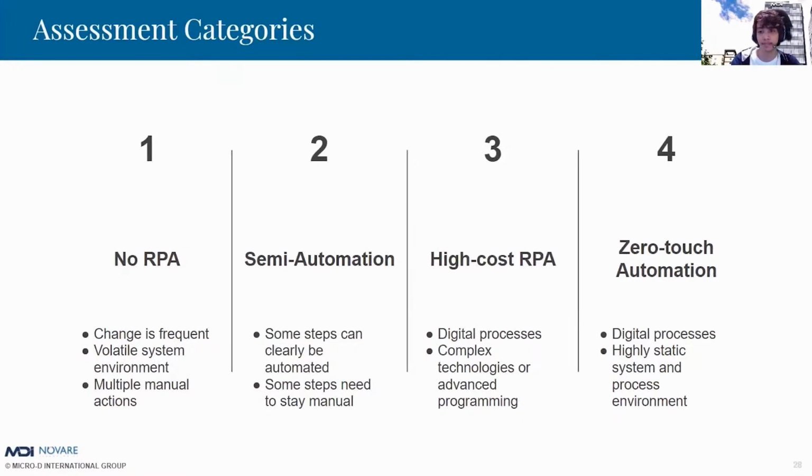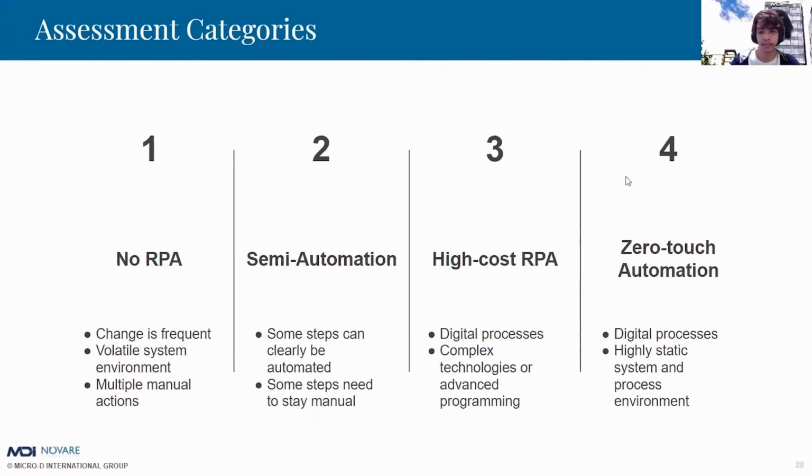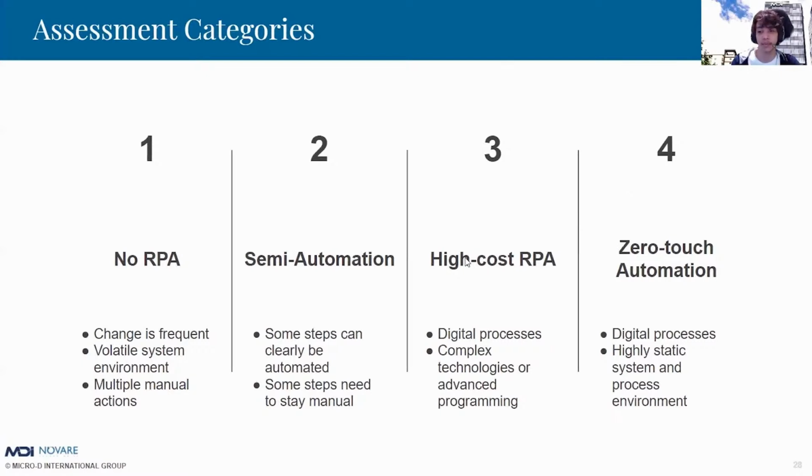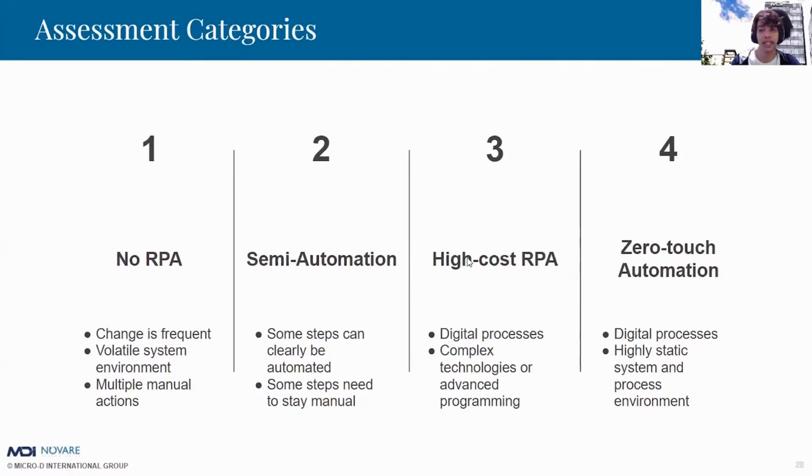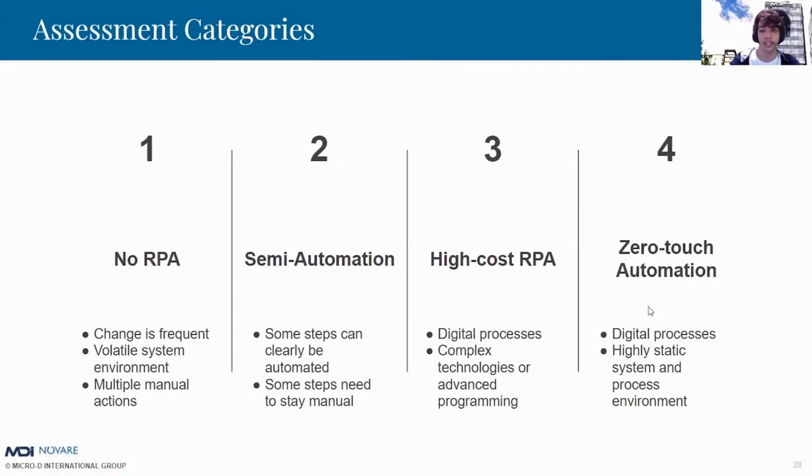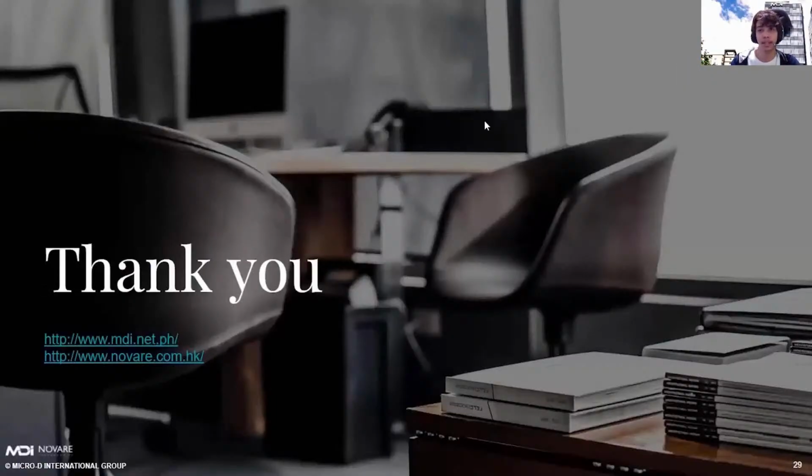And lastly, zero-touch automation. These are very good candidates for automation. These are processes that are digital and have a highly static system and process environment, so they can be easily broken down into instructions, and simple triggers can be applied to them. So that's basically everything that I have to present for the introduction of RPA.